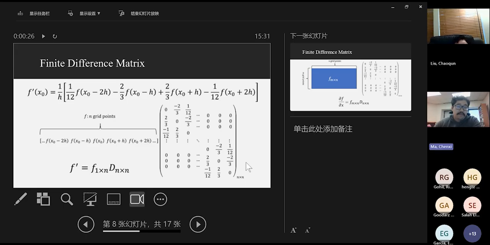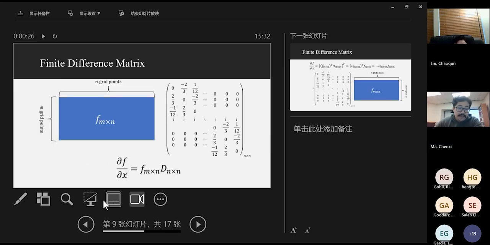The numerical formula for the first order derivative with fourth order of accuracy is f prime of x naught equals 1 over h times 1 over 12 f of x naught minus 2h, minus 2 over 3 f of x naught minus h, plus 2 over 3 f of x naught plus h, minus 1 over 12 f of x naught plus 2h. So the coefficients for these 5 numbers are 1 over 12, negative 2 over 3, 0, 2 over 3, negative 1 over 12.